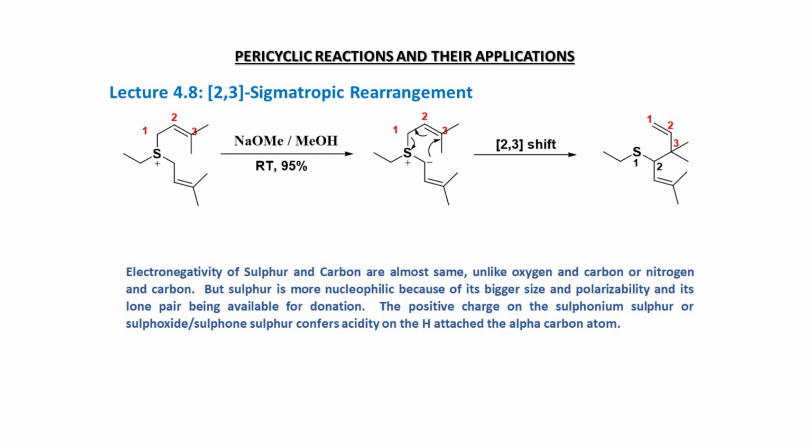So in the example explained here, it is understood that although the sulfur and carbon atoms are comparably the same with respect to electronegativity, unlike oxygen-carbon or nitrogen-carbon, sulfur is more nucleophilic because of its bigger size and polarizability and its lone pair being always available for donation. So the positive charge on the sulfonium sulfur, or sulfoxide or maybe sulfone sulfur, confers acidity on the hydrogen attached at the alpha carbon atom. So this is the reason why you can easily observe the umpolung phenomenon in the case of sulfur ylides.